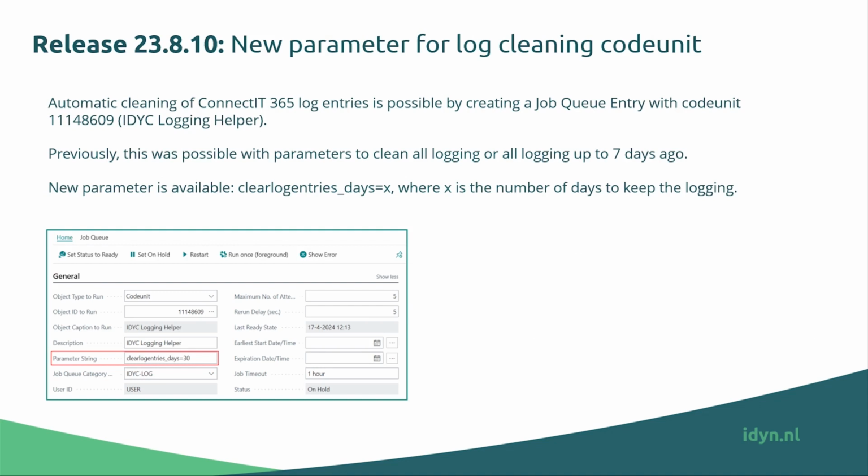Then, as mentioned, we have the new parameter string for the log cleaning codeunit, which can be configured in the job queue entry. There you can set it to have the parameter string clear log entries underscore days, with a user-defined number of days. Previously, this was only possible to clean all the logging or up to 7 days ago. Now you can specify your own number of days. For instance, in this example, you see 30 days, which will leave 30 days of logging available, and everything older than that it will clean up.